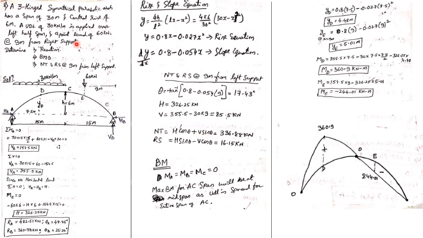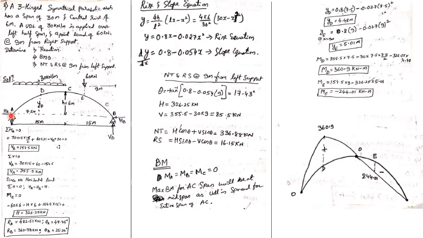So this is your fourth problem. In this problem I have taken UDL for an example. Here the figure is not given, so you have to draw it as usual. A symmetrical parabolic arch of span 30 meter, a center rise of 6 meter is given, and UDL of 30 kilonewton per meter is applied over the left half span. And a point load of 60 kilonewton is at 9 meter from the right support. So this is the figure you have to draw.